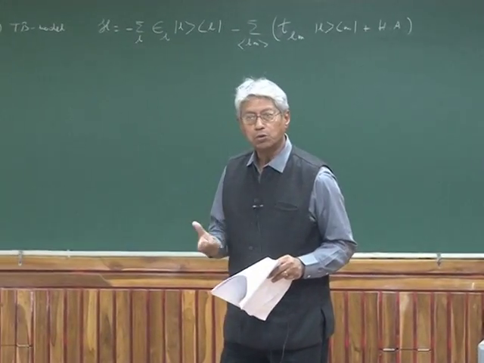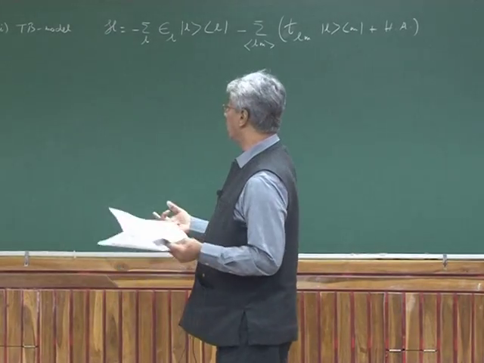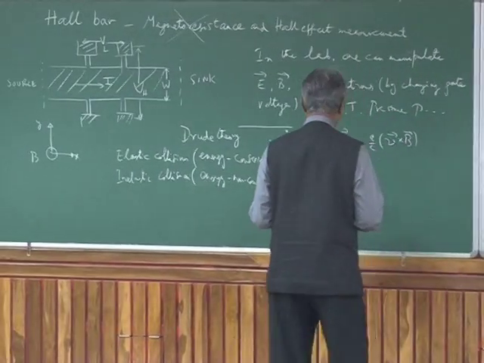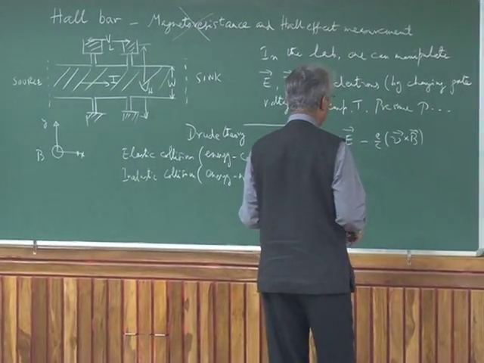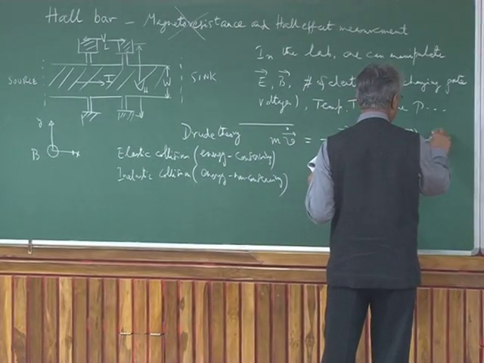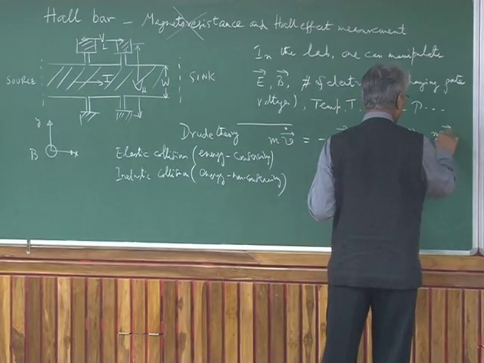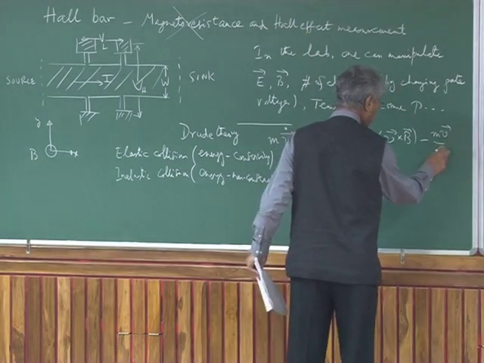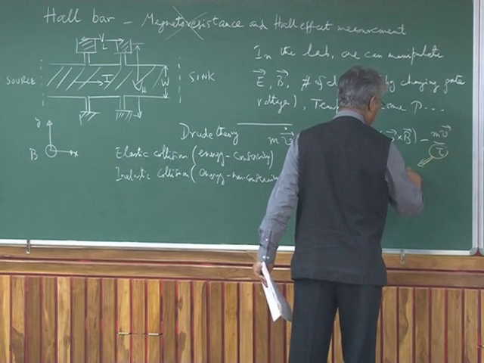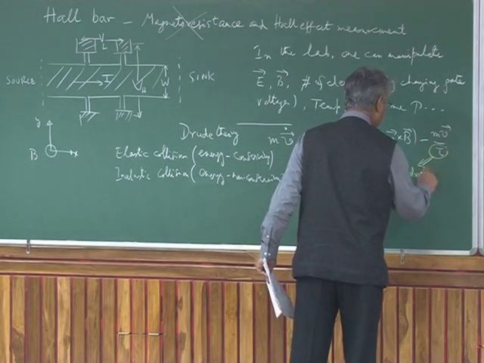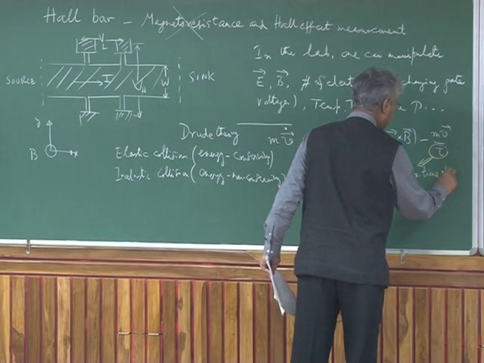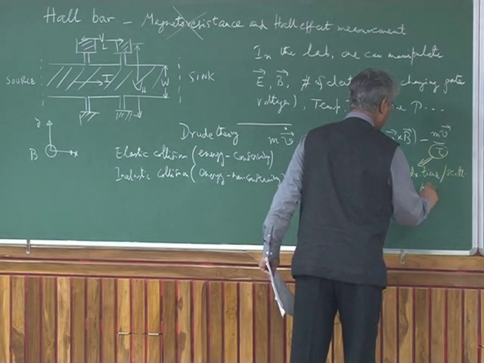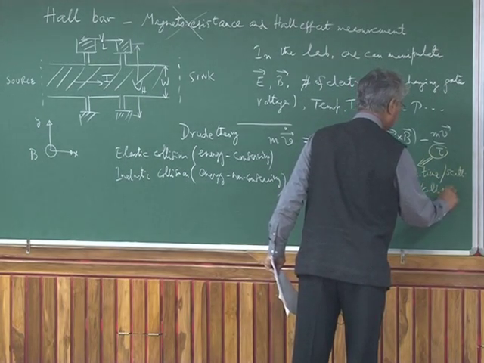But you can also have inelastic collisions, and at this stage we are not going to distinguish between whether collisions are elastic or inelastic, but the net result is that you have a term which is written down in terms of what we introduced yesterday called the relaxation time, sometimes called scattering time, or collision time, etc.